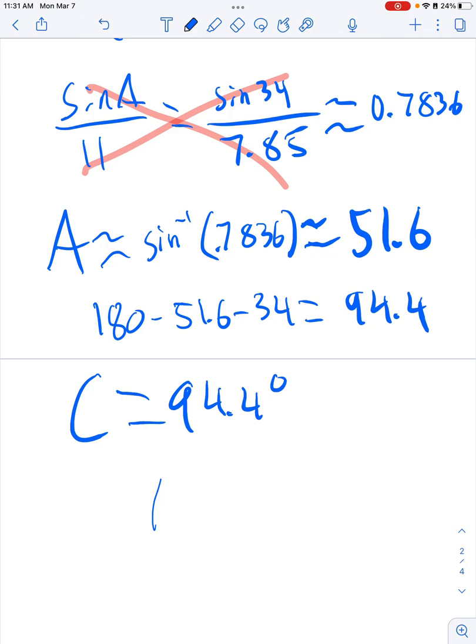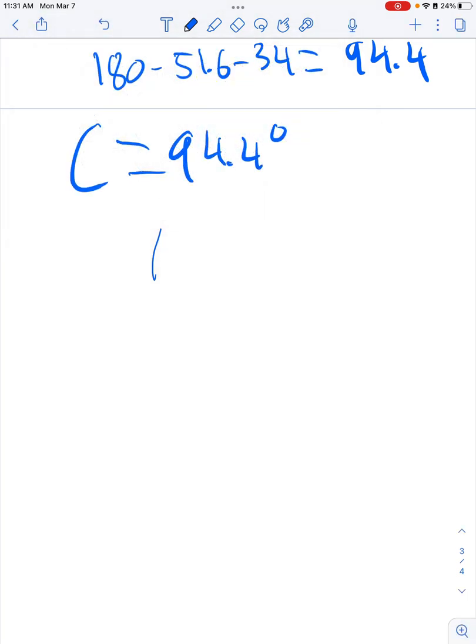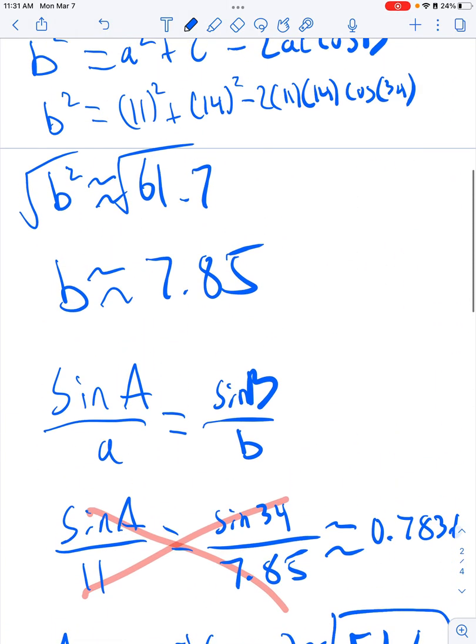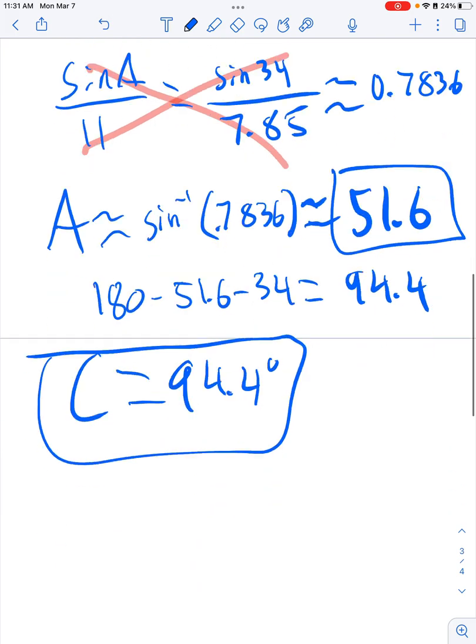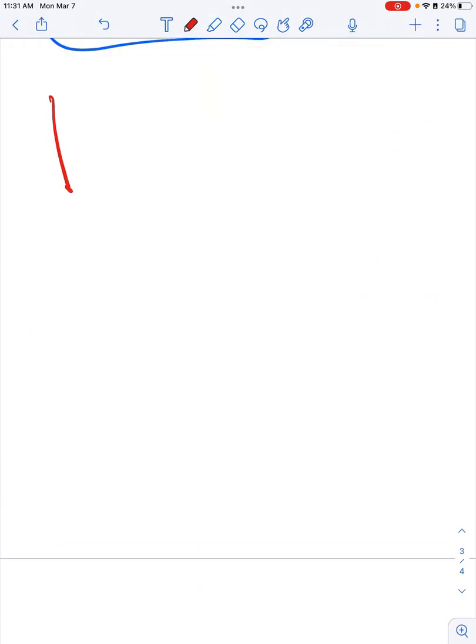So you may have to use the law of sines and cosines to fill in some of this missing information. Okay, so let's just highlight what we learned. These are the 3 things that we needed to find.